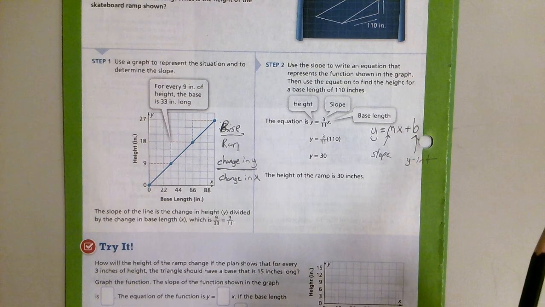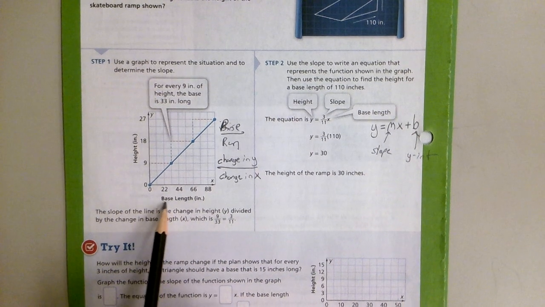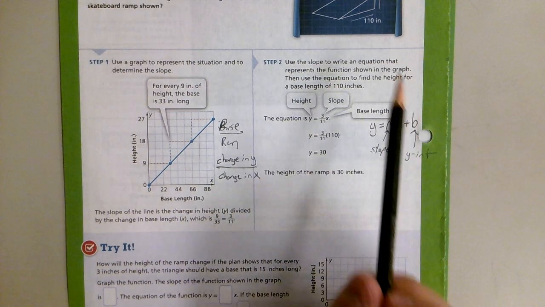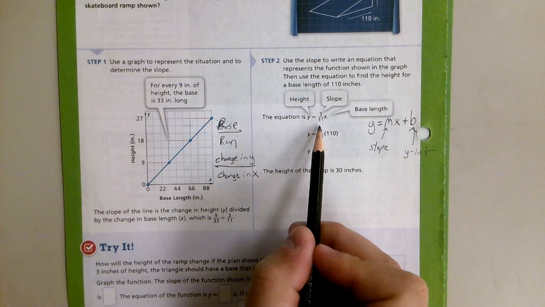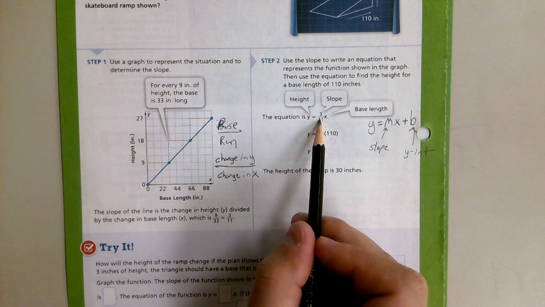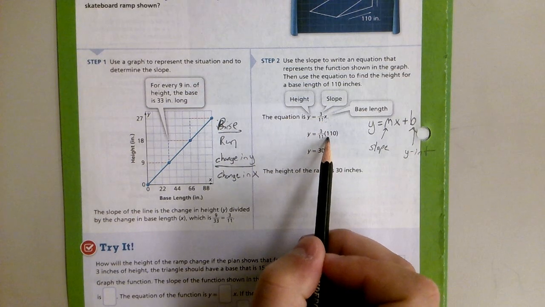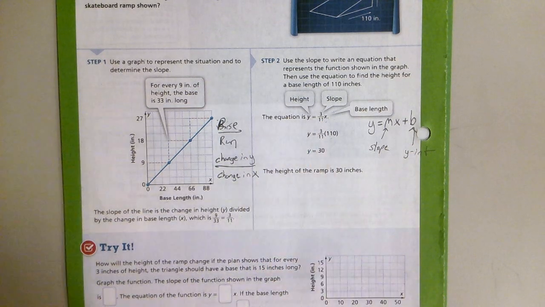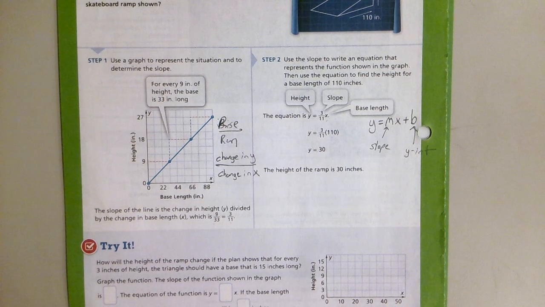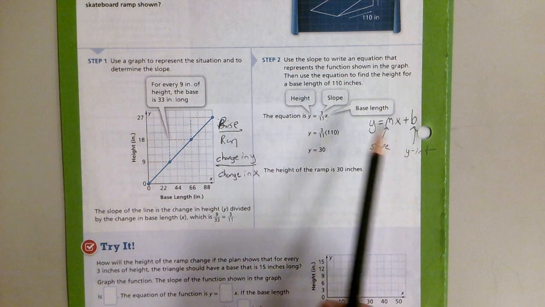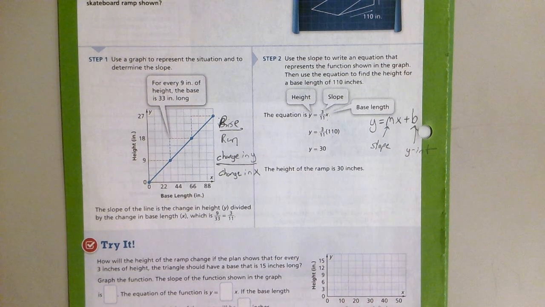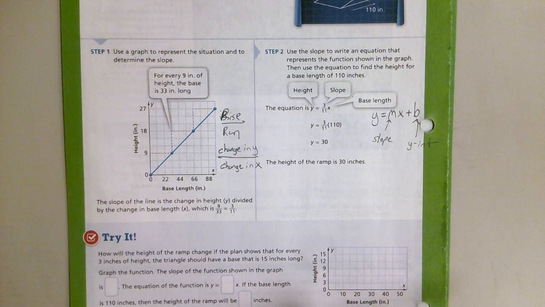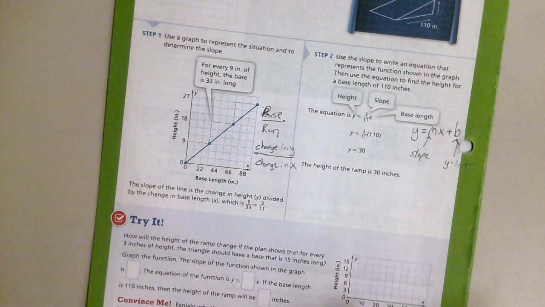Then, since x represents our base length, and that's 110 inches, all we have to do is take 110 and plug it in the x position. So we do 3/11 times 110, and we figure out that the height of this ramp should be 30 inches. So you find the slope, you plug it in to where m is in the equation, and you have a plus b sometimes. So what I'm going to have you do now is the try it down here on page 190.